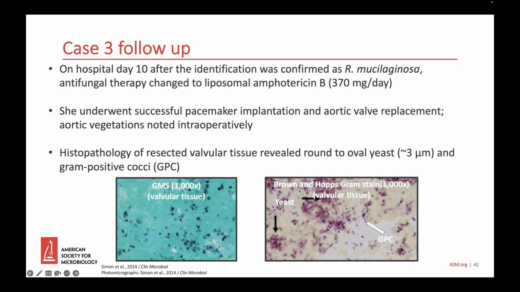So again, showing you an image, a photomicrograph of GMS stained tissue. The background is green, and you can see these black staining dots, narrow-base budding yeast. In the Brown and Hopps Gram stain, I have to admit to you all, I'm terrible at reading tissue Gram stains. And so again, that's when I call on my friends like Gary Procop, Bobbi Pritt, and Rebecca Marrero-Rolon. What I hope you can appreciate here are these pink-colored narrow-base budding yeast, and then also these GPC.